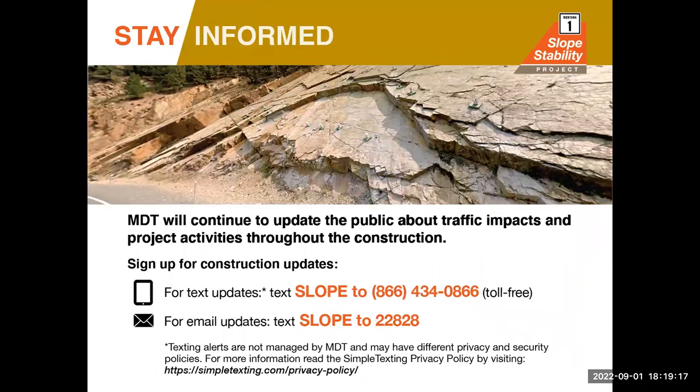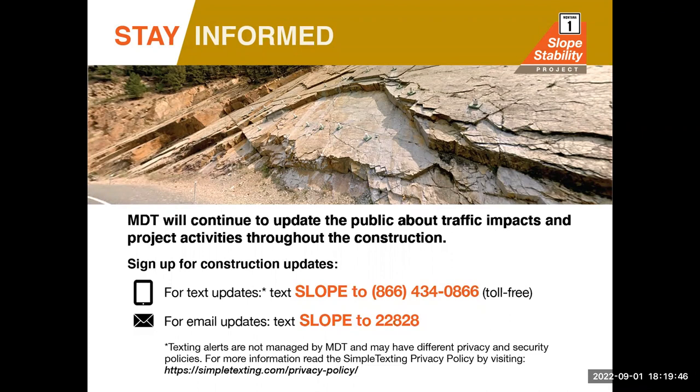Speaking about staying informed, one of the best ways to stay informed is to sign up to receive updates. We have both text updates and email updates. To sign up for a text update, just text the word SLOPE to 866-434-0866. That is a toll-free phone number. Or if you want to receive email updates, you can text SLOPE to 22828. That's the phone number you would enter into your smartphone.